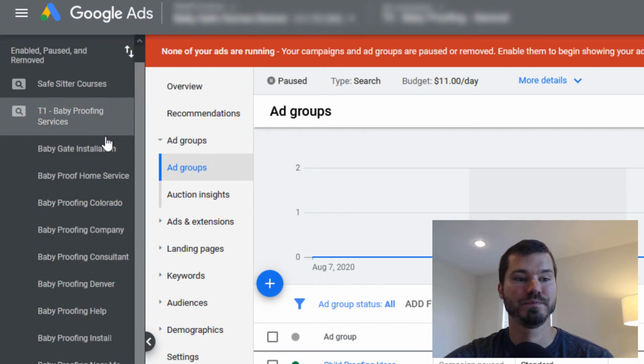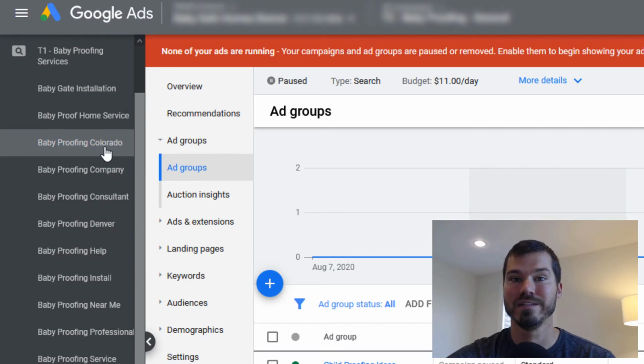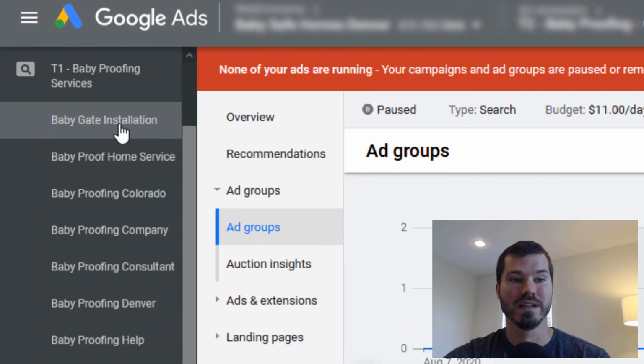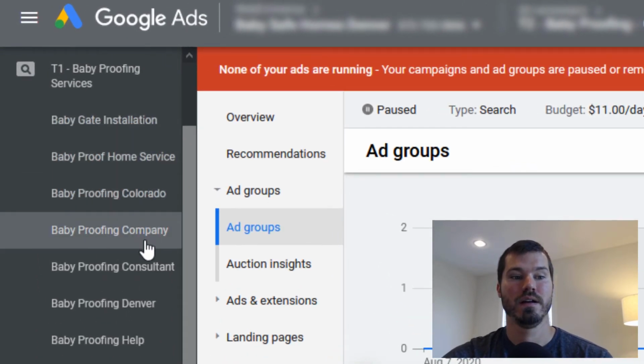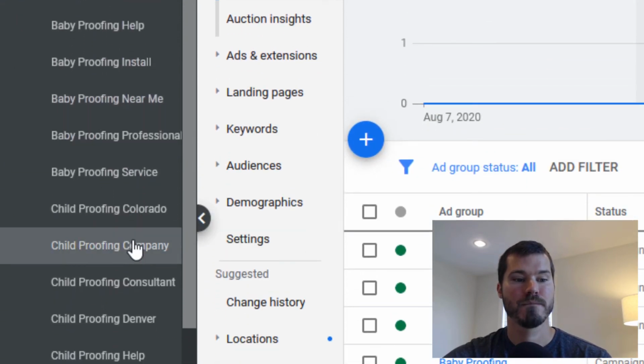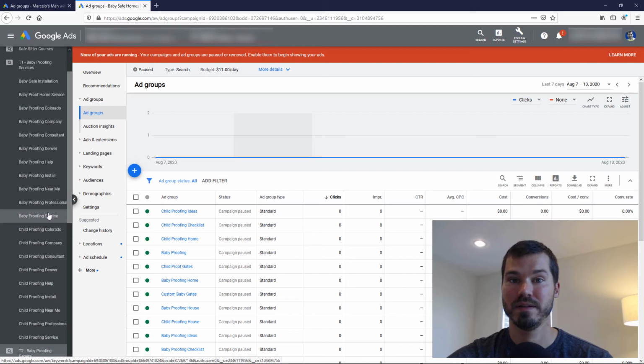Here's another example. This is a client of mine that offers baby proofing consultation. They'll actually come into your home and help you child proof or baby proof it. So in the T1 campaign, or tier 1, we have words like installation, service, company, consultant, install, professional, things like that. Those are all words where the searcher is probably looking for help, someone to actually get on the phone with them or come into their home to do it for them. And that's what this client offers. So that's the tier 1 campaign.